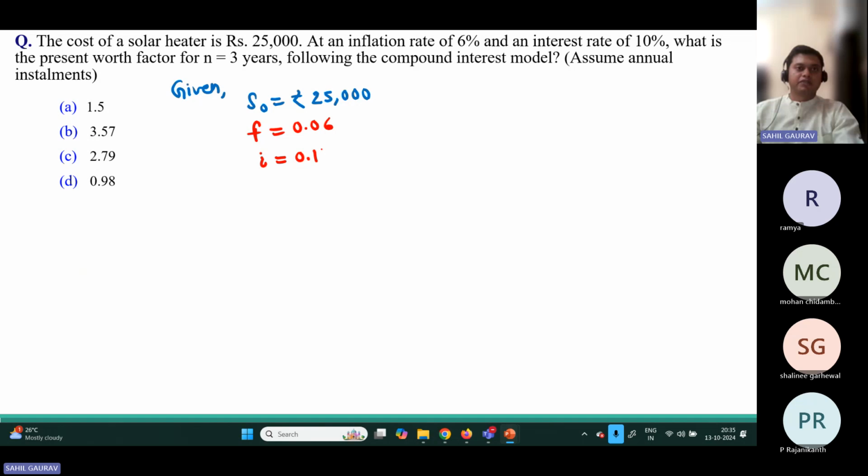What is the present worth factor for n years following the compound interest model? The present worth factor for n equal to 3. Here both the inflation rate and the interest rate are given, so we will use this expression, that is 1 plus f.